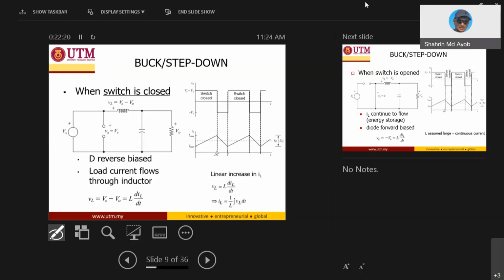Okay, so what happens when the switch is closed? The diode is reverse bias. Reverse bias means that the diode is off. Why is the diode reverse bias? What is the condition when the diode is reverse bias?